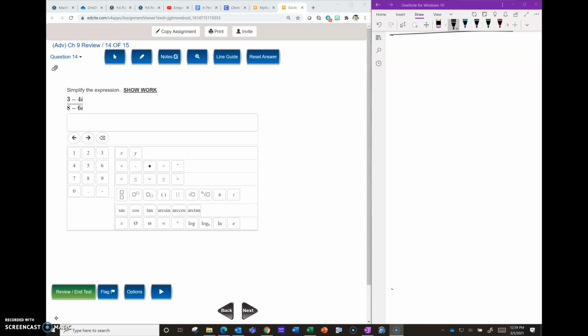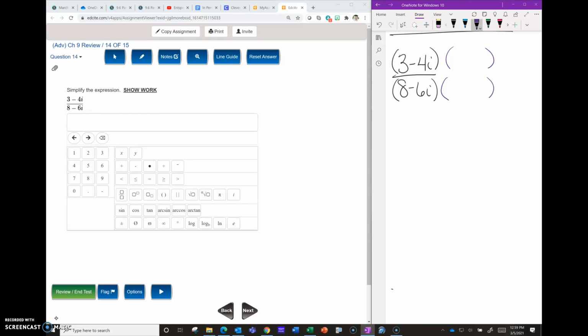Okay, let's pick it up again with question number 14. This is another question that asks you to show work. You have 3 minus 4i on the top. You have 8 minus 6i on the bottom. 6i is a radical. That i is the square root of -1. So to get rid of a radical on the bottom, you multiply the bottom and the top by the conjugate.